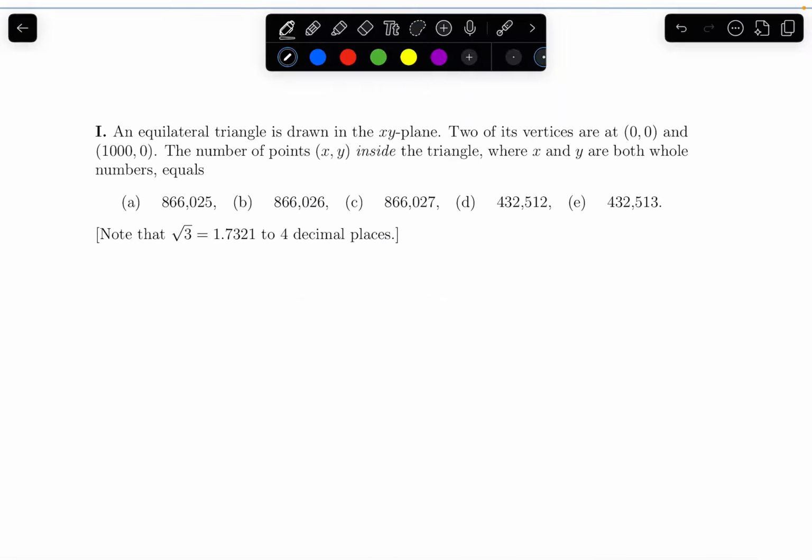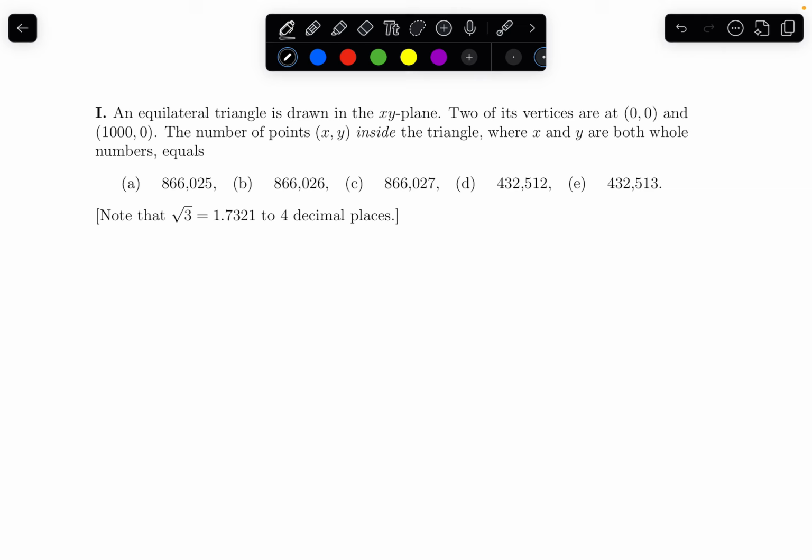Oh, I found this one hard, and I think it's generally a really tough question.